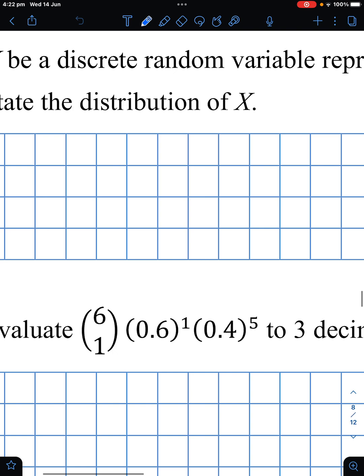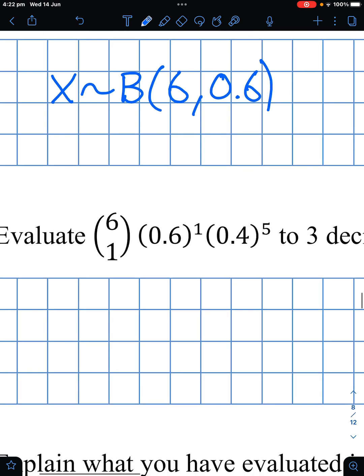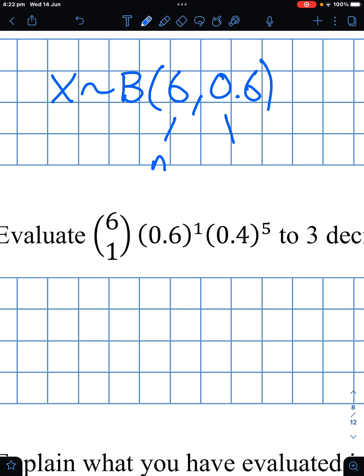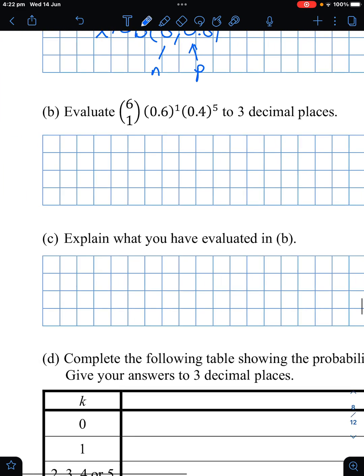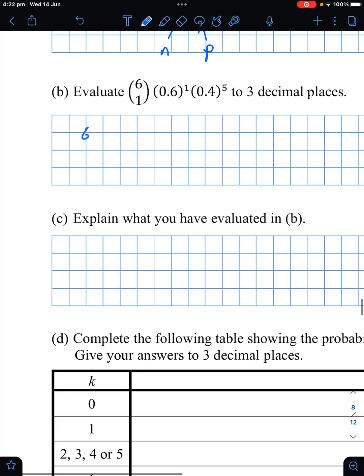So this one here, we are looking at X is distributed as a binomial. We should know that with 6 trials and 0.6 chance of success. So this is N, this is P. Okay, next one here, evaluate this to 3 decimal places. So this is 6 combination 1, 0.6 to the power of 1, 0.4 to the power of 5.